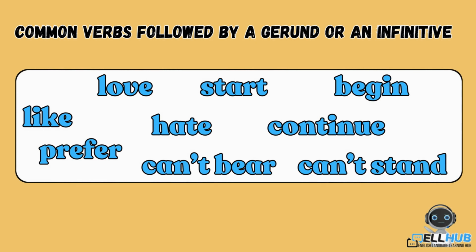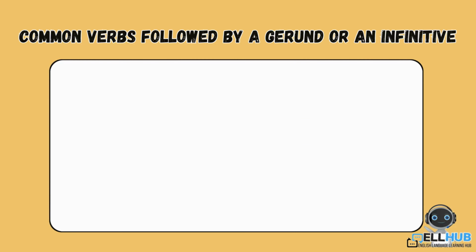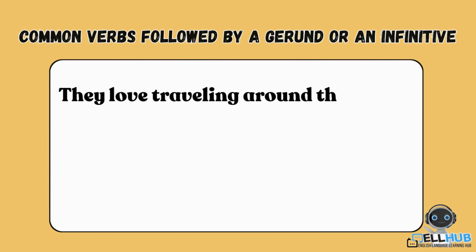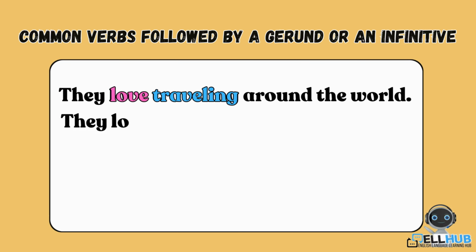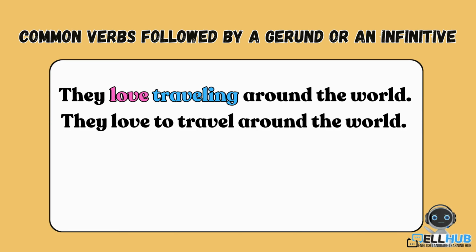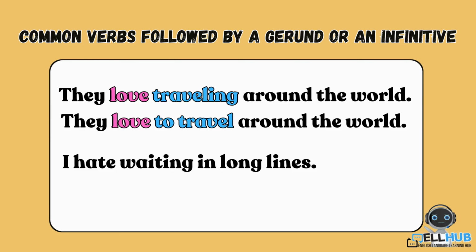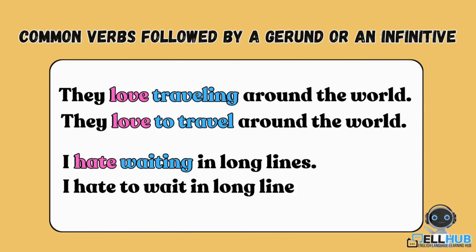Common verbs that are followed by either a gerund or an infinitive without a change in meaning are begin, start, continue, like, love, hate, prefer, can't bear, can't stand. For example, they love traveling around the world. They love to travel around the world. I hate waiting in long lines. I hate to wait in long lines.